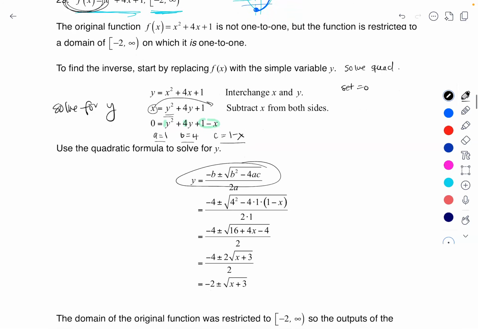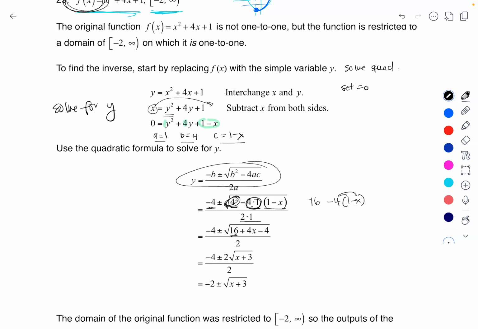So when I do that, I have negative b, which is -4, plus or minus the square root of b squared minus 4 times a times c, all over 2a. Right, so let's start PEMDASing. This 4 times 1 is 4, right? This 4 squared here, I should go in order. 4 squared is going to be 16. 4 times 1 is 4. So ultimately, if I look at this, I have 16 minus 4 multiplied by 1 minus x.